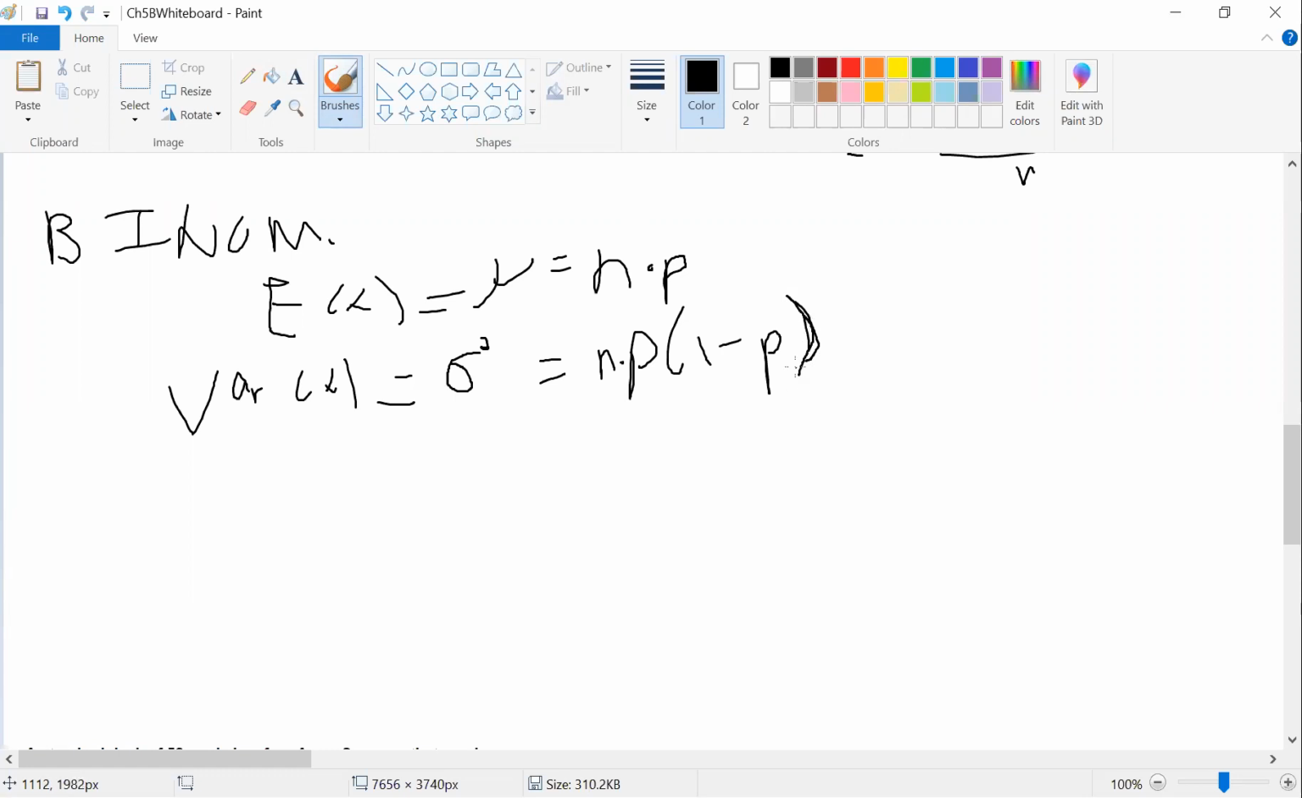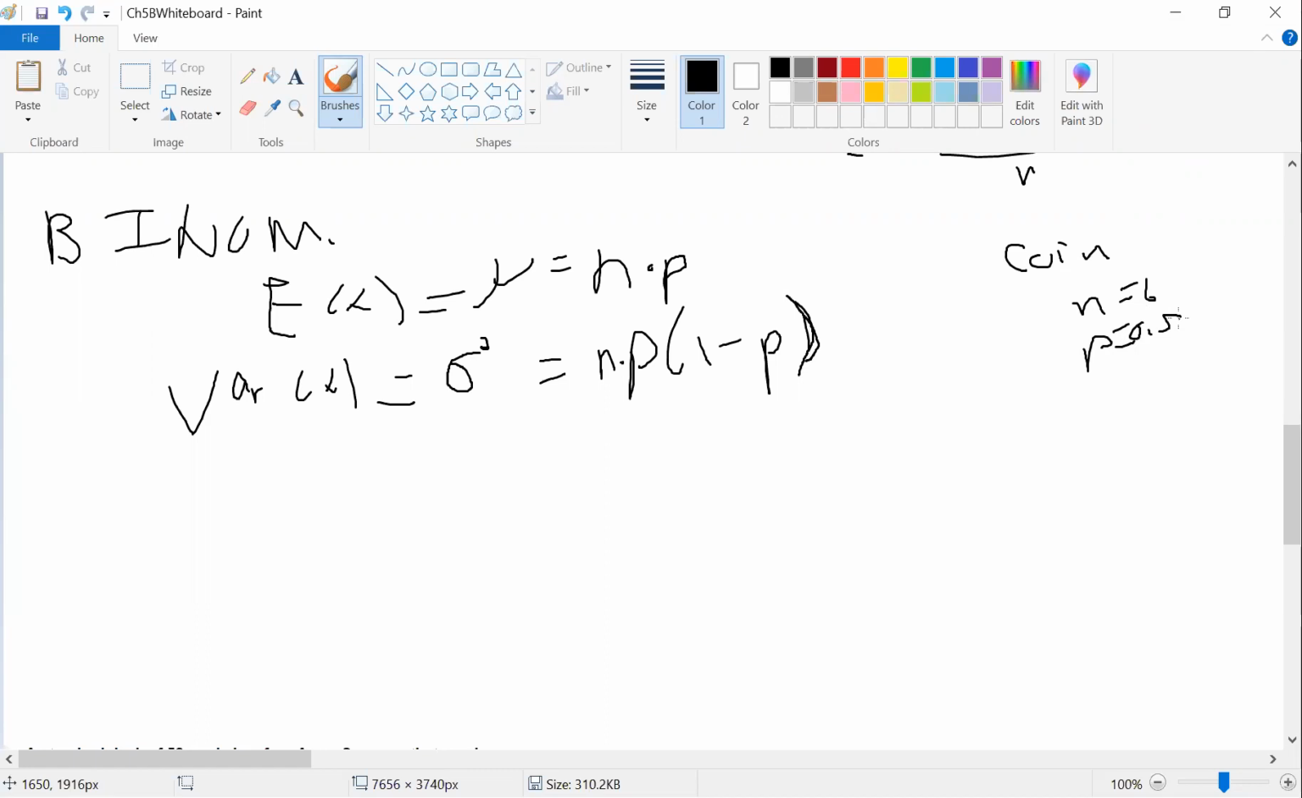As an example, let's suppose we're flipping that coin. We flip it 6 times and we want to know the expected value for heads and tails along with the variance. So in that case, we have n equals 6 and obviously p is 0.5. The expected value, 6 times 0.5, 3. That's it. You're done. Nothing else to it. I don't think you can get much easier than that.